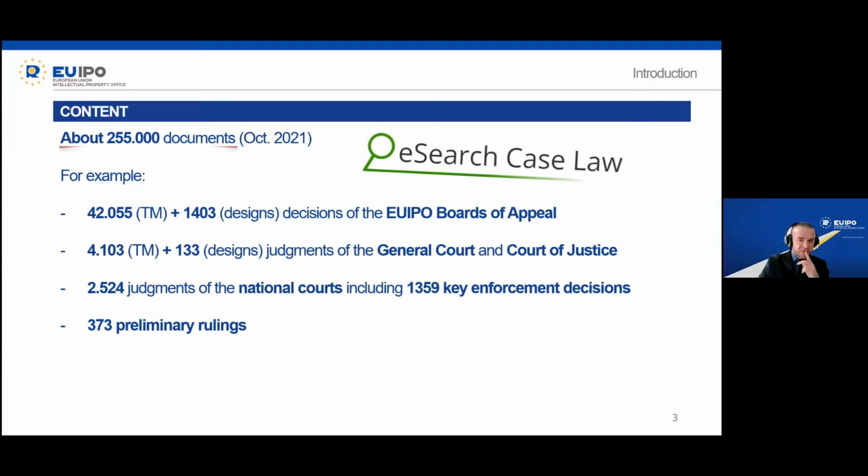The database itself contains more than 255,000 decisions, or in general documents related to IP, and you can search for decisions of both instances of the EUIPO concerning trademarks and designs, preliminary rulings of the European courts. It means the General Court or Court of Justice, or you can search for the judgments of the national courts as well.